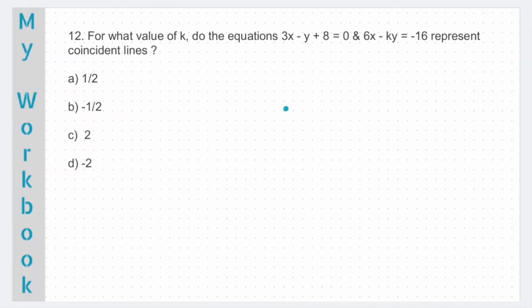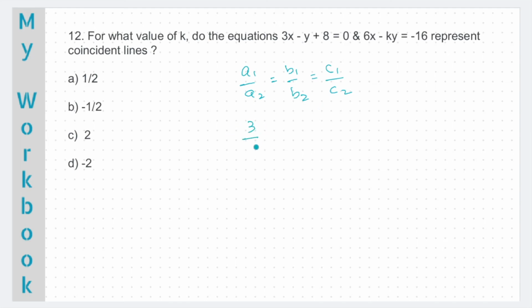Next, question number 12. For what value of k do the equations 3x minus y plus 8 is equal to 0 and 6x minus ky is equal to minus 16 represent coincident lines? What is the relationship of coefficients when you have coincident lines? It is a1 by a2 equal to b1 by b2 equal to c1 by c2. All the three should be equal.